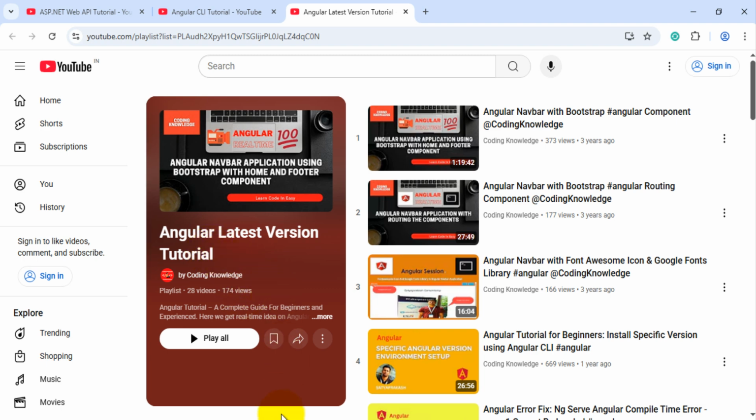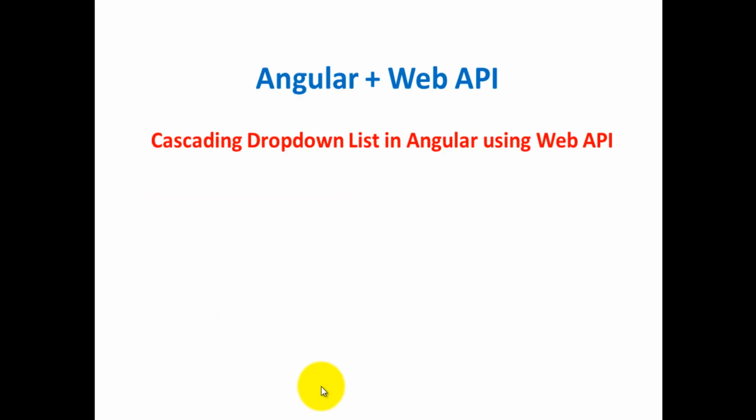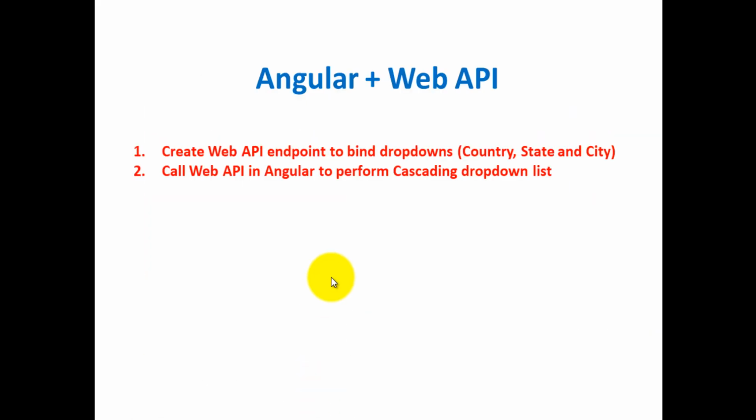So let's continue my presentation here. In this video, I'll discuss how to create a Web API endpoint to bind the dropdowns, that is country, state and city, and call this Web API endpoint in Angular to perform a cascading dropdown list. The country dropdown will be loading, and based on the country name the state dropdown will be loaded, and then based on the state dropdown the city dropdown will be loading.